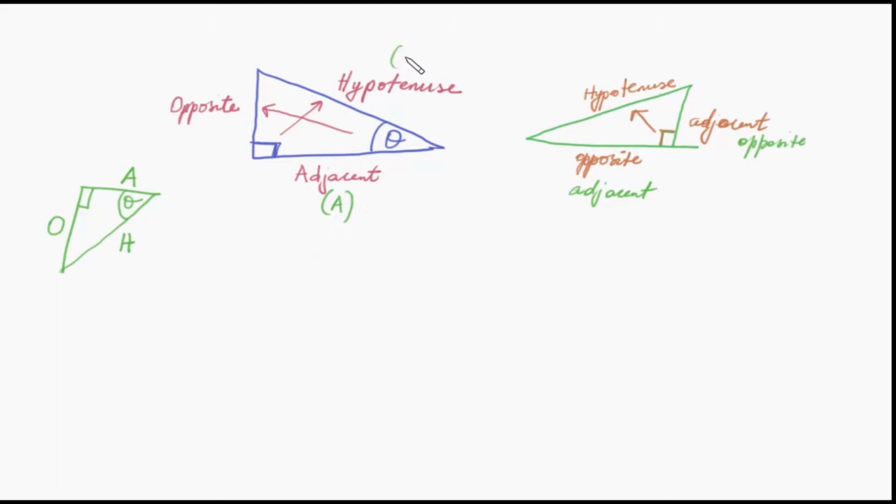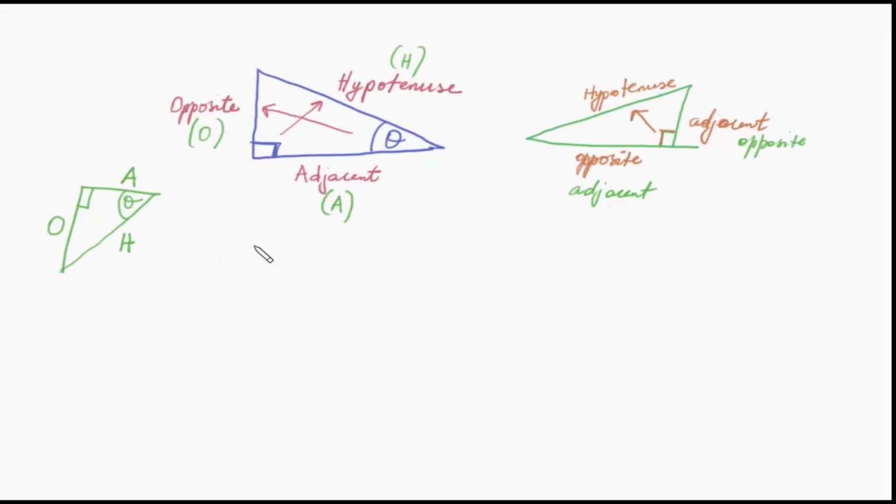So adjacent is basically A symbolically. Hypotenuse is what? Capital H. And opposite is what? Capital O. Yes, you need to know that. You can't always write opposite in words. It's too long, it's even expensive. But you can use O to label that side. Now, let's have a few examples to look at.